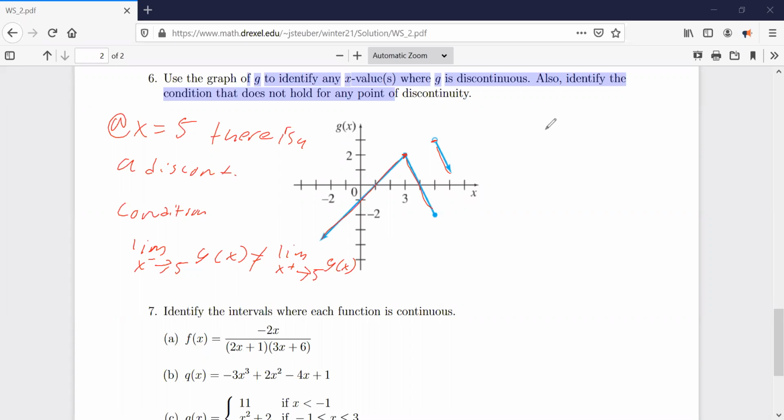Another possibility would be a hole discontinuity. If we have something like this, the limits agree, but this point is just not defined. We could also have something like that, which is essentially the same type. They're both sometimes called hole discontinuities. So does that make sense to everybody? I believe, Shannon, you asked questions about the graphs, right? Yes, I did, but that helped. Thank you. Cool.